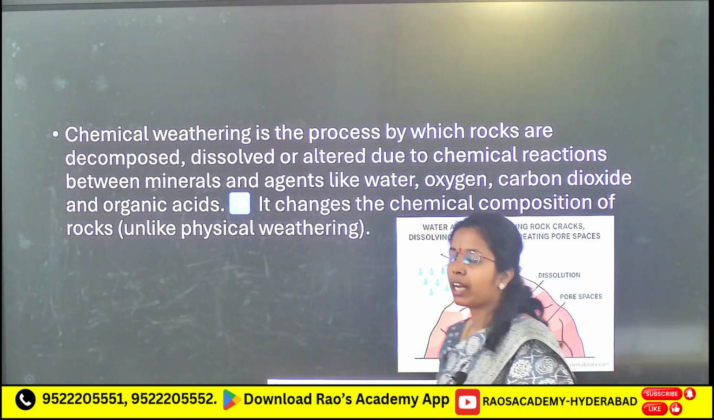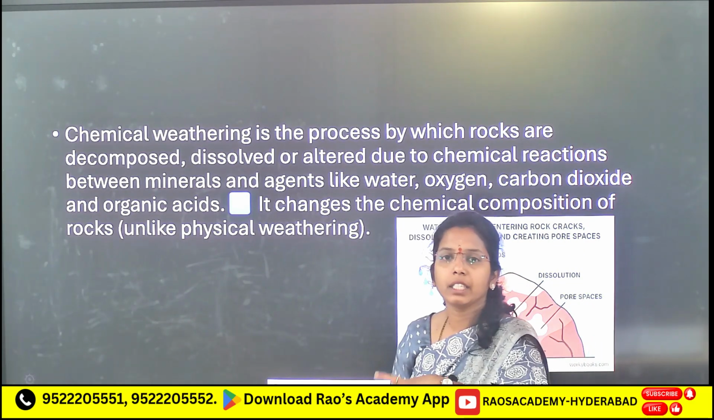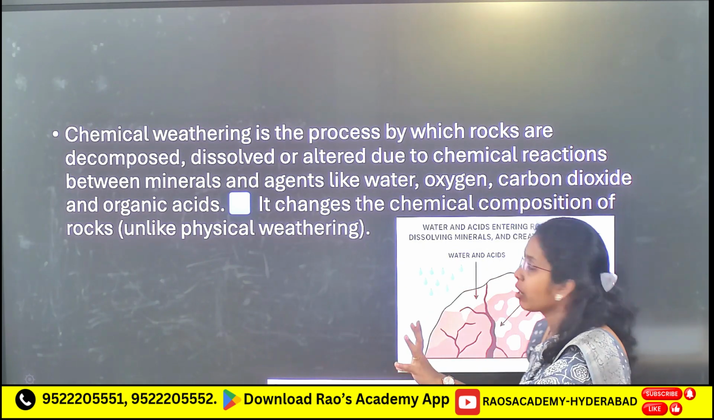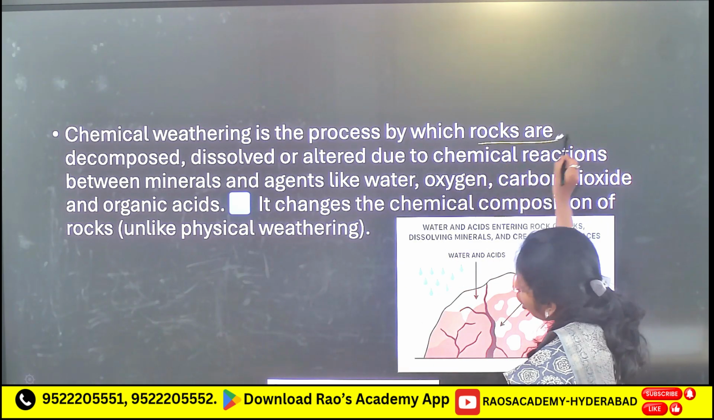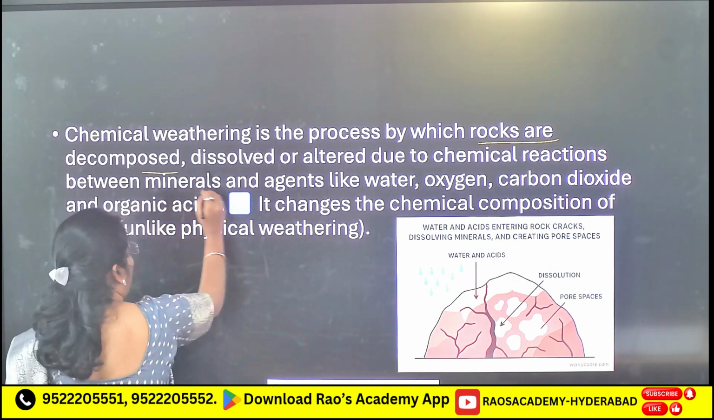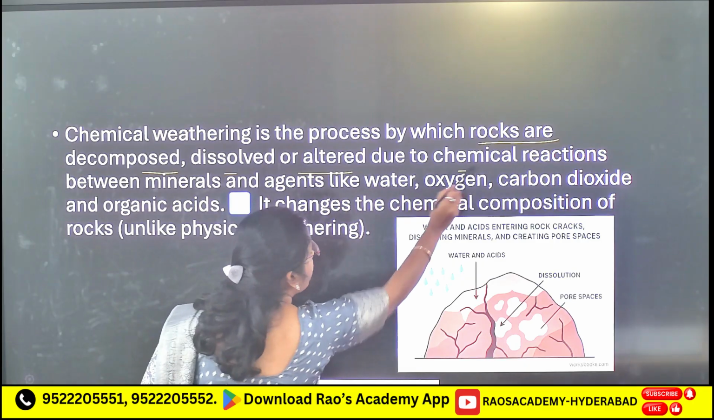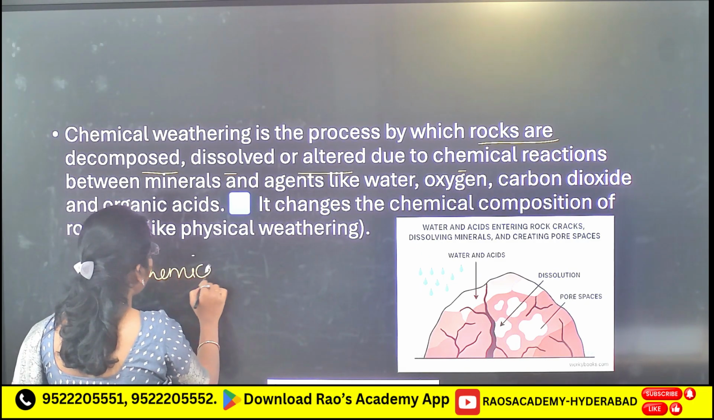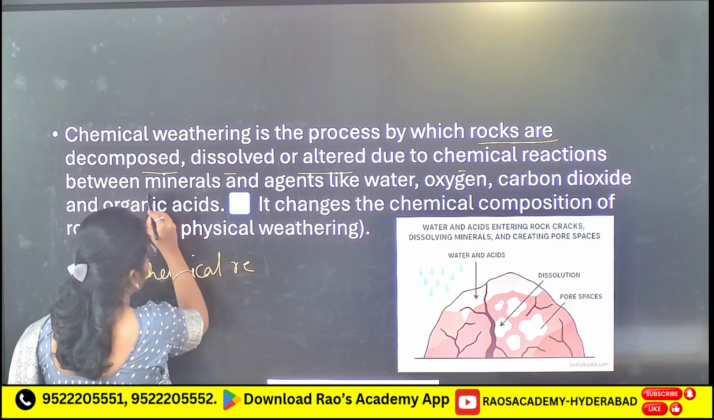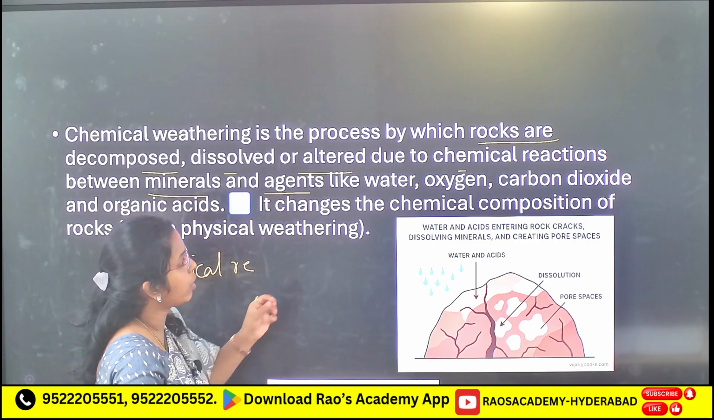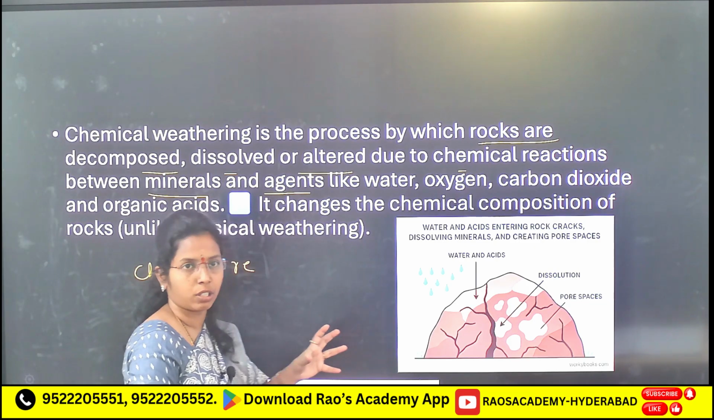Now, chemical weathering. In chemical weathering you will see a change in the mineral chemical composition by which rocks are decomposed, dissolved or altered due to chemical reactions. Here you will see chemical reactions between minerals and agents like water, oxygen and carbon dioxide.